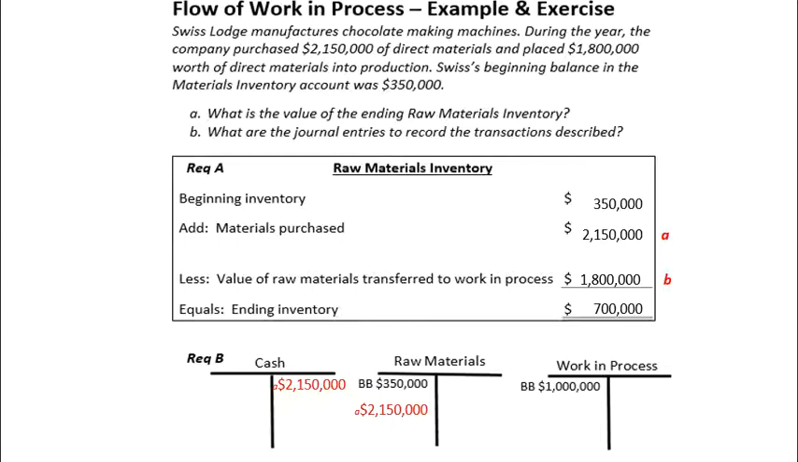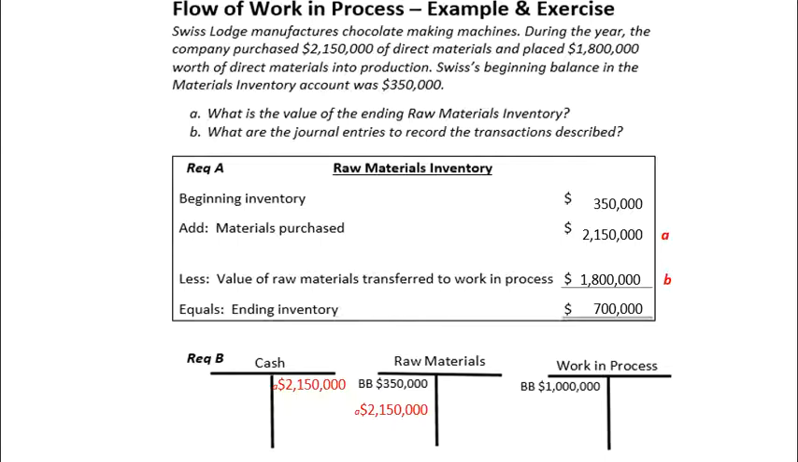And in this case, we're going to take the value out of raw materials and transfer it into work in process. Now you'll notice I have a BB for raw materials. That stands for beginning balance, since we really didn't have to make an entry in this case, but I wanted to leave it in that account. We also have a beginning balance of $1 million in work in process. That's for the next slide, but again, that will be a beginning balance in our work in process account.